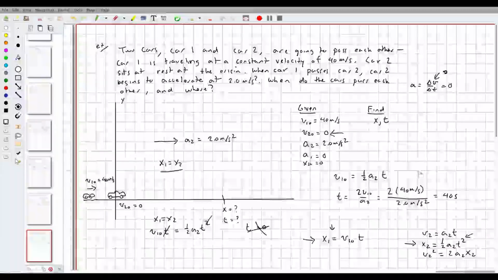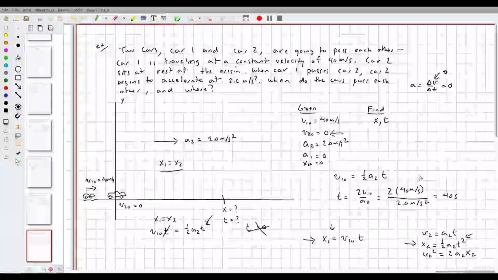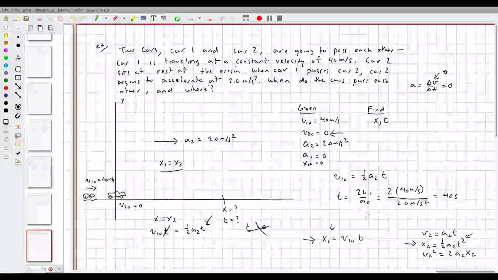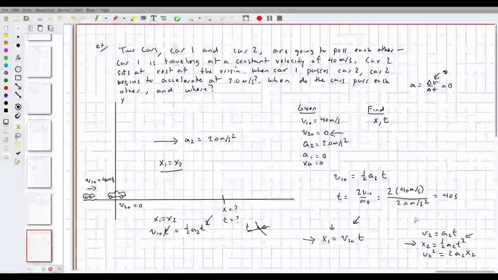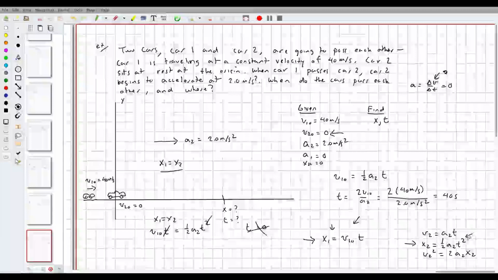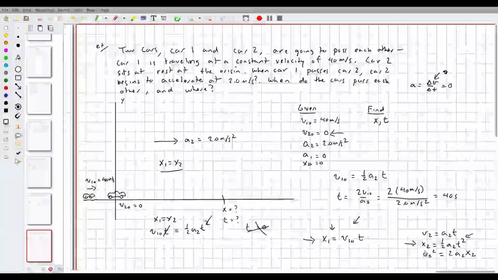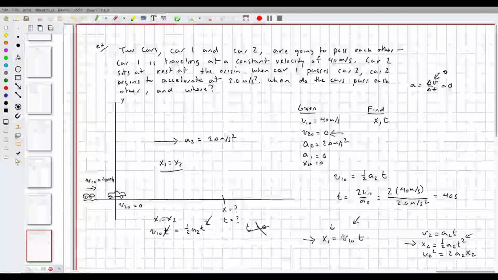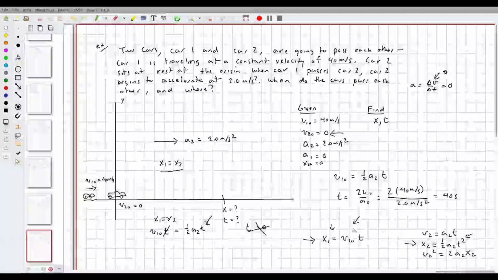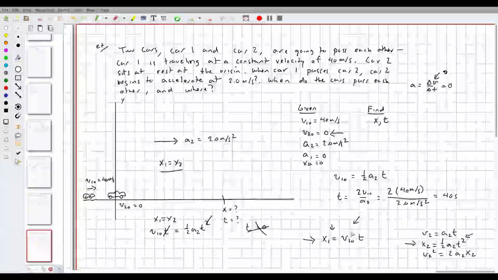So, when do the cars pass each other? Well, other than at the origin, 40 seconds down the line. Now, where is that position? Well, we have options. We could use this equation right there to find it. We could use this equation right here to find it. We could use this equation right here to find it. It really doesn't matter, okay? So what I propose is to use this one right here because it looks pretty easy.